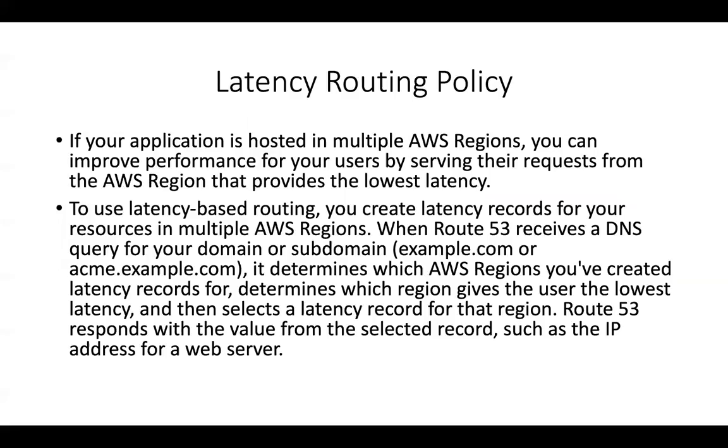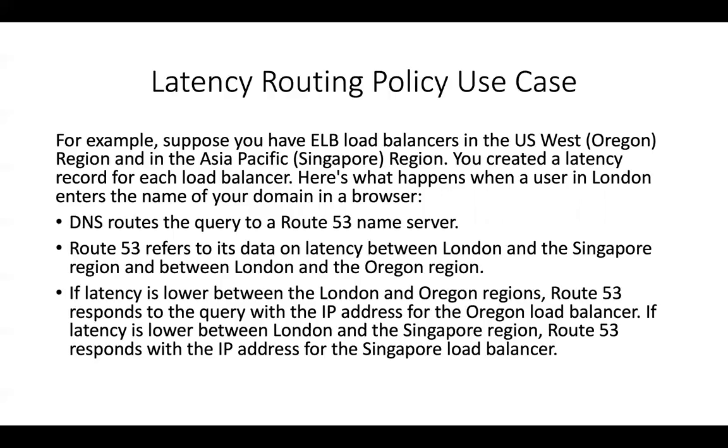So when it comes to the latency routing policy, we spoke about this a little bit before, but let's directly go into the example. So with the latency routing policy, for example, you have a load balancer in the US West Oregon region, and then you have a load balancer in the Singapore region, and you create a latency record for each load balancer. So here's what happens when a user in London goes ahead and enters the domain name in the browser.